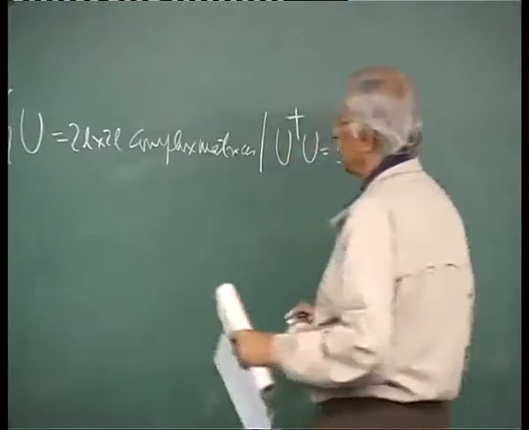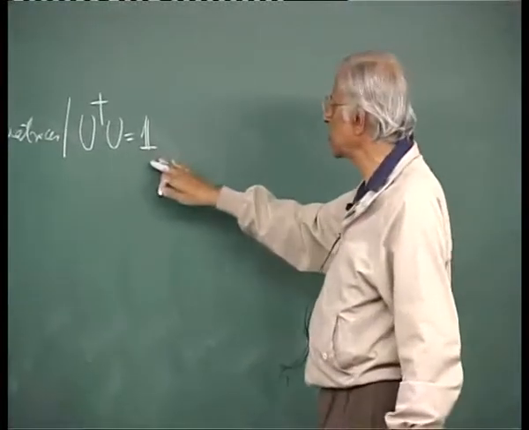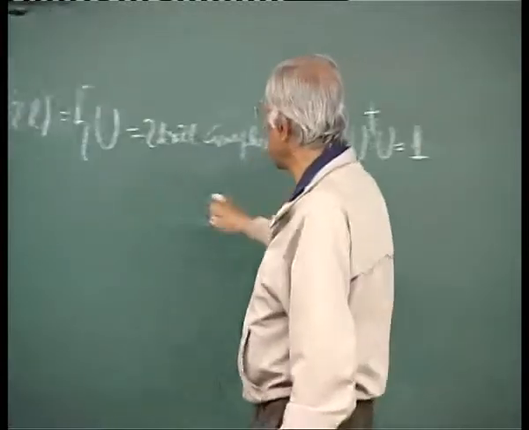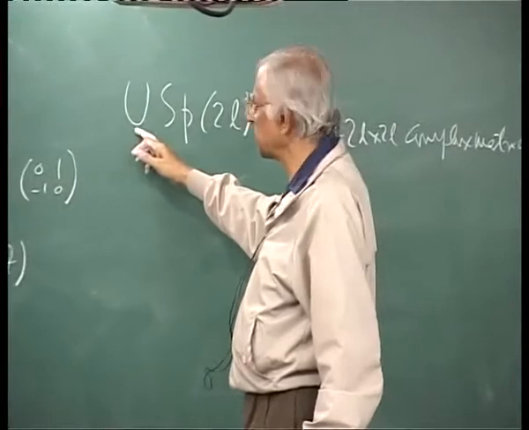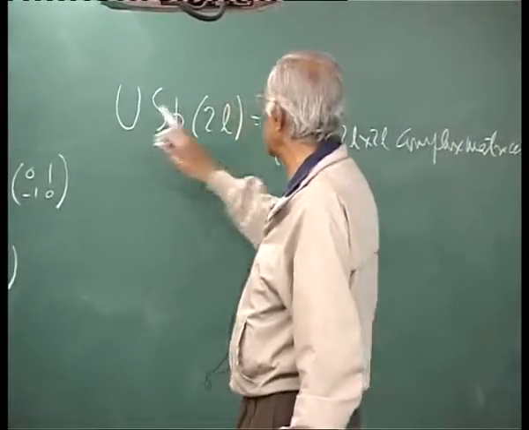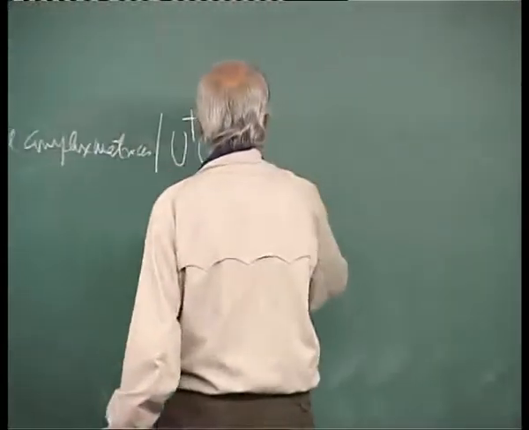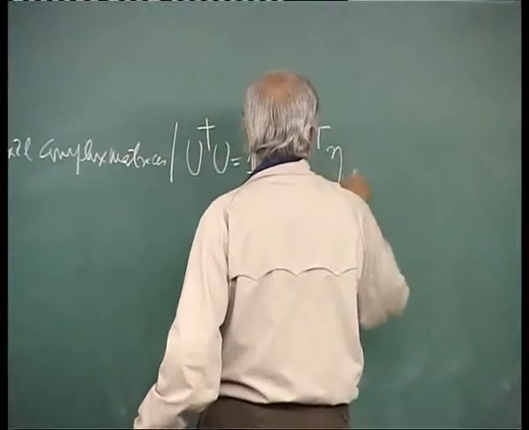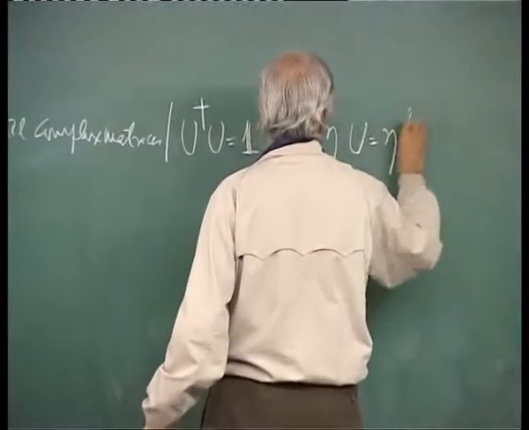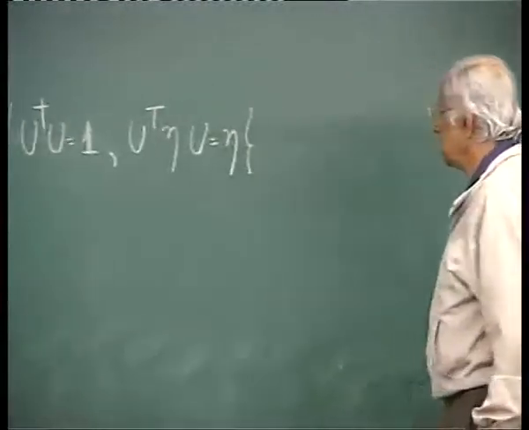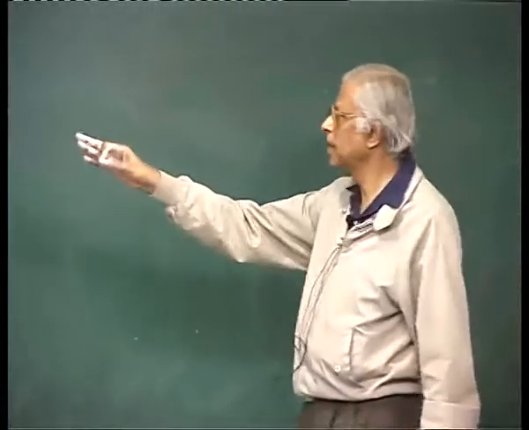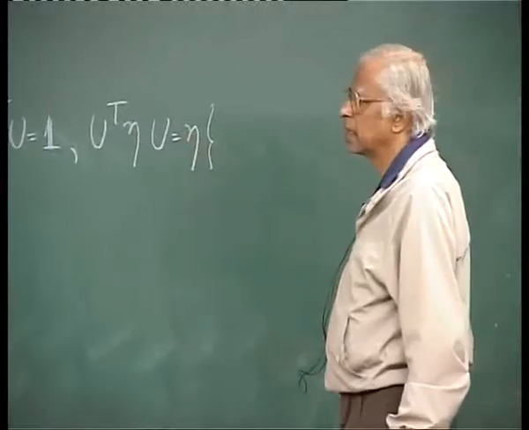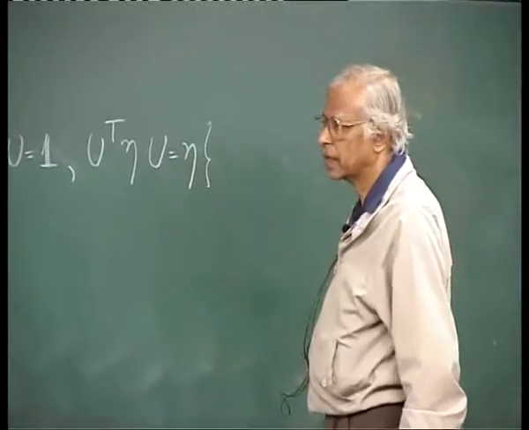They must be unitary. That is, U dagger U must be the unit matrix of dimension 2L, of course. And this property is symbolized by this part of the name. Capital U means unitary symplectic. And what is this symplectic condition? It says U transpose eta U must be eta. U must preserve the symplectic metric.